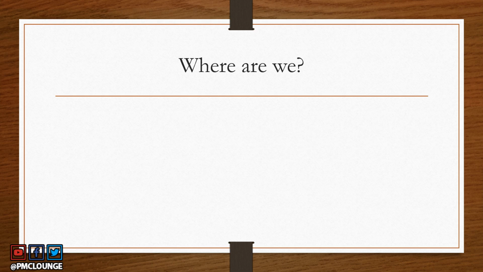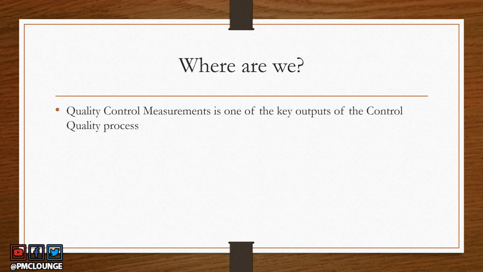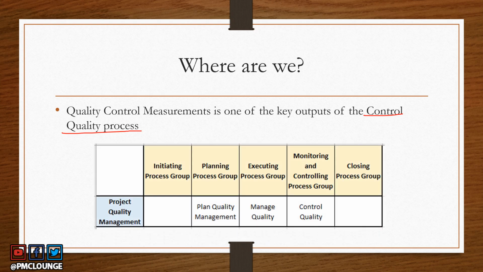Now, first of all, where are we? Quality control measurements is actually one of the key outputs of the control quality process. And if you're wondering where this process falls in, here it is. Control quality is the process under the monitoring and controlling process group in the quality management knowledge area. So we are talking about one of the outputs of this process.